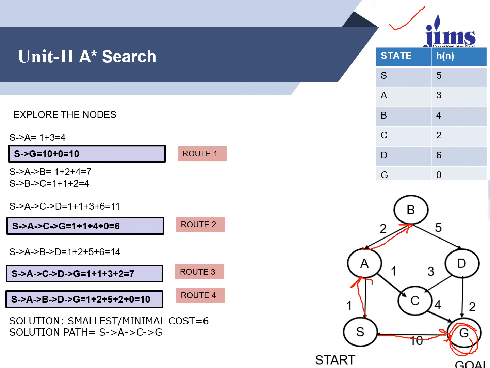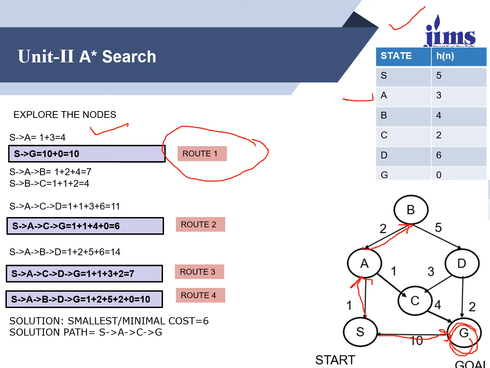So we explored S to A. This is 1 plus 1 plus, what is the heuristic of A? Heuristic of A is 3. So 1 plus 3 becomes 4. Now see S to G. So this is 10 plus 0. So the total cost will be 10. Now G is the root node. So that's why one root is being obtained.